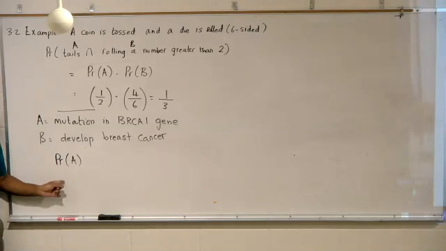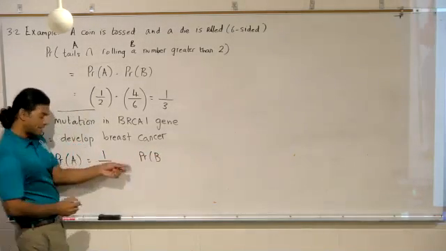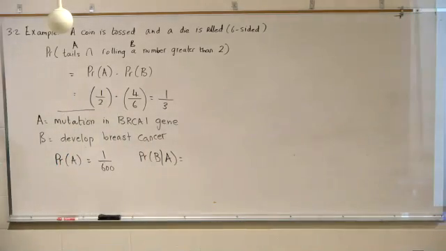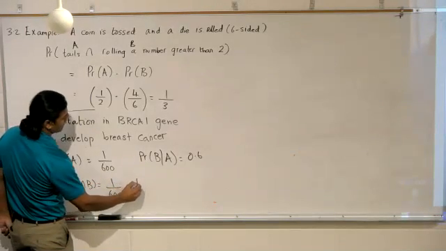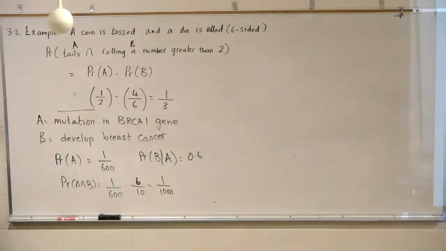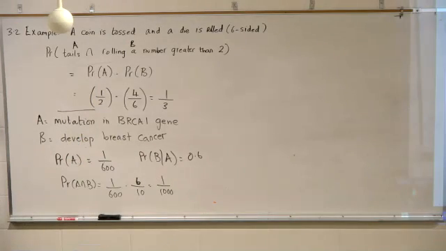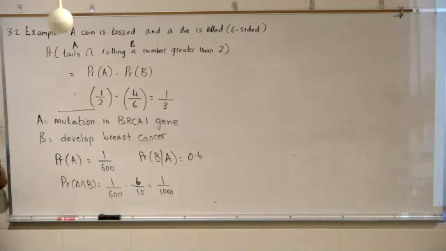So that's the probability of having the mutation, which is 1 in 600. The probability that the person would have breast cancer, B, given the fact the person has the mutation, is 0.6 or 6 out of 10. So the probability of A and B is 1 over 600 multiplied by 6 over 10, which is 1 over 1,000. Does that make sense? Even though we have a conditional probability here, in other words, dependence between the mutation in the gene and developing breast cancer, at the end of the day, when you're finding a joint probability, all you're doing is multiplying. Does that make sense?